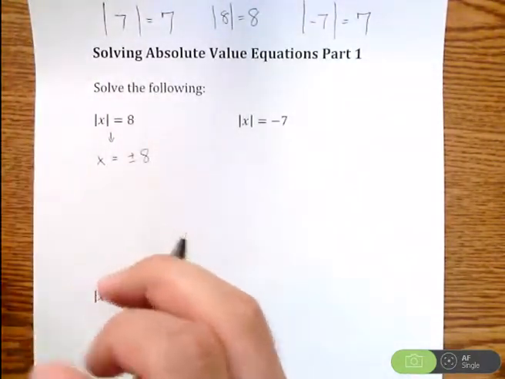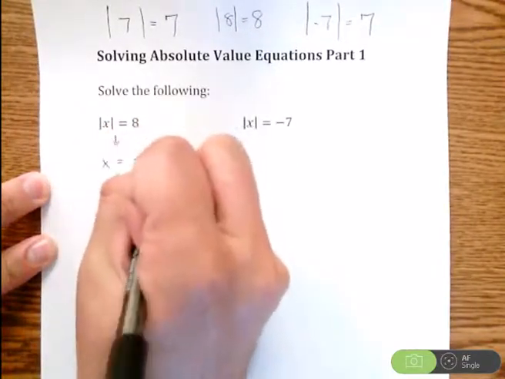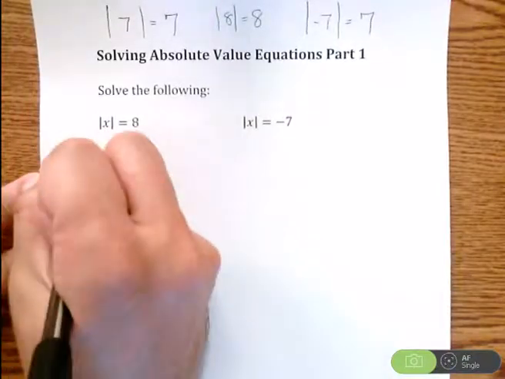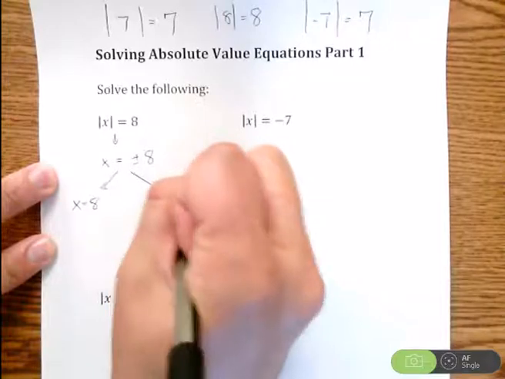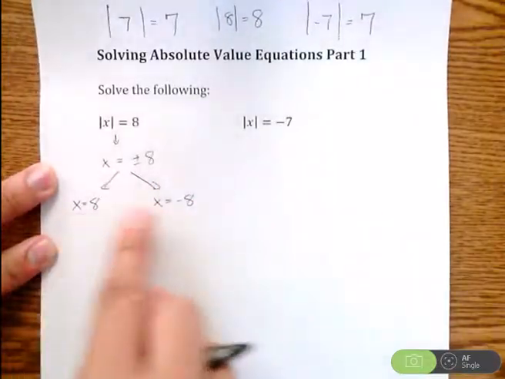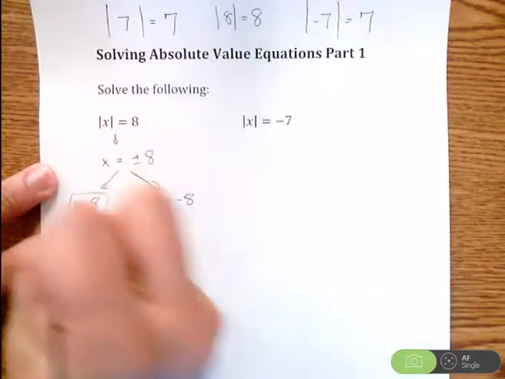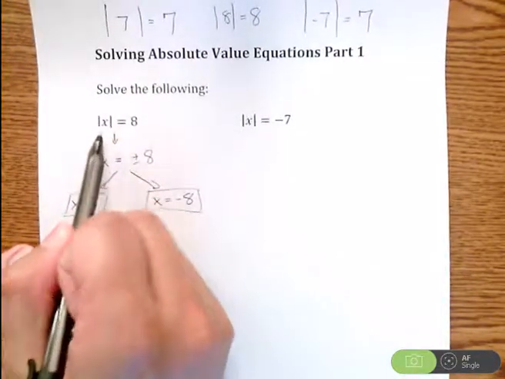And then there are actually two different equations we have to solve here. The reason is there's both a plus 8 and a -8 there. So I have to worry about x being +8 and x being -8. x is by itself in both of these, so both are solved. My answers are going to be +8 and -8. Two different answers there.